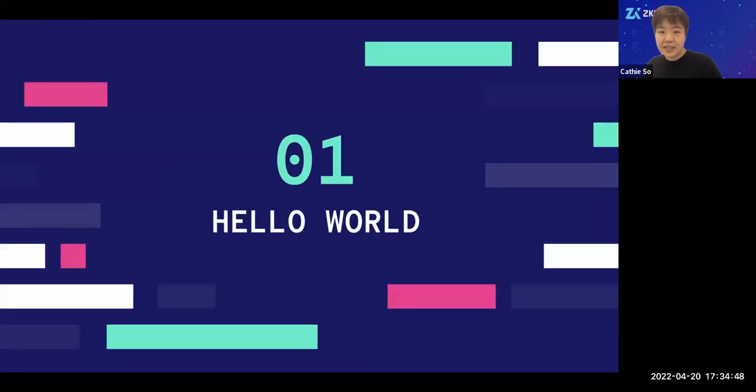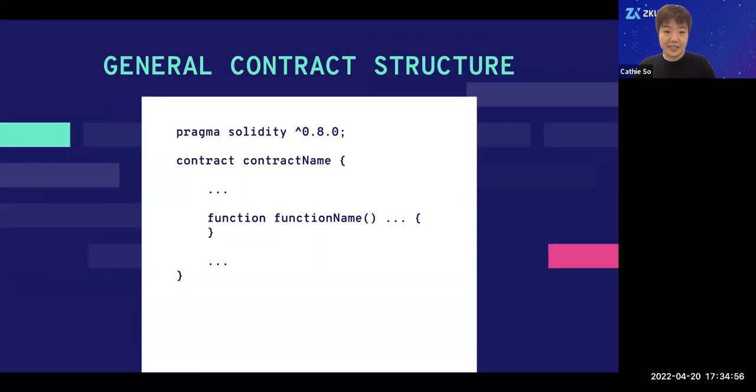The first thing that we're going to do is get started with programming. The first thing we will have to know is the general contract structure of how each smart contract in Solidity will look. We'll talk a little bit more about what it is in a bit, but just to let you know, every single smart contract on the blockchain looks something like this.